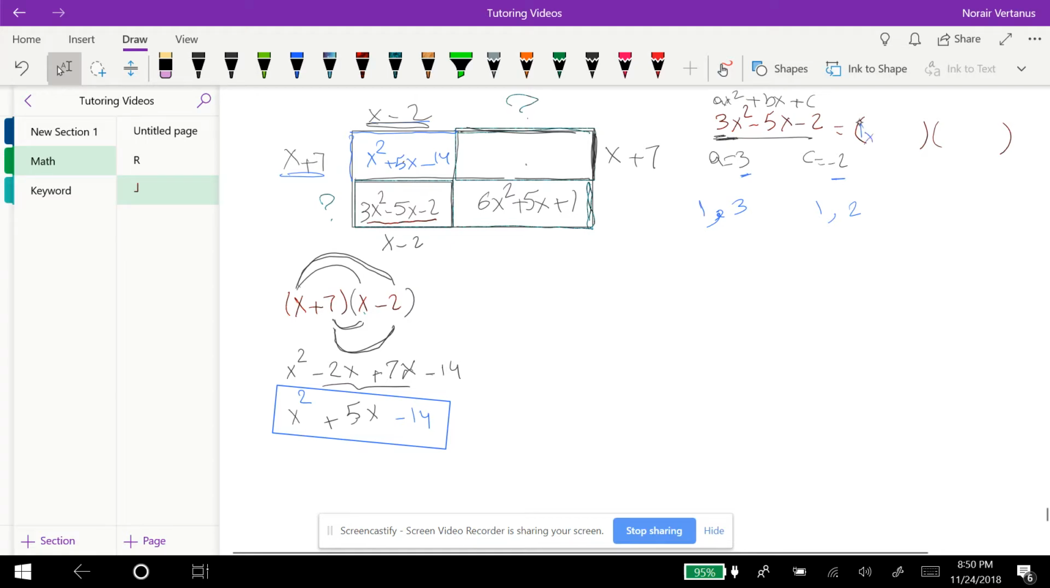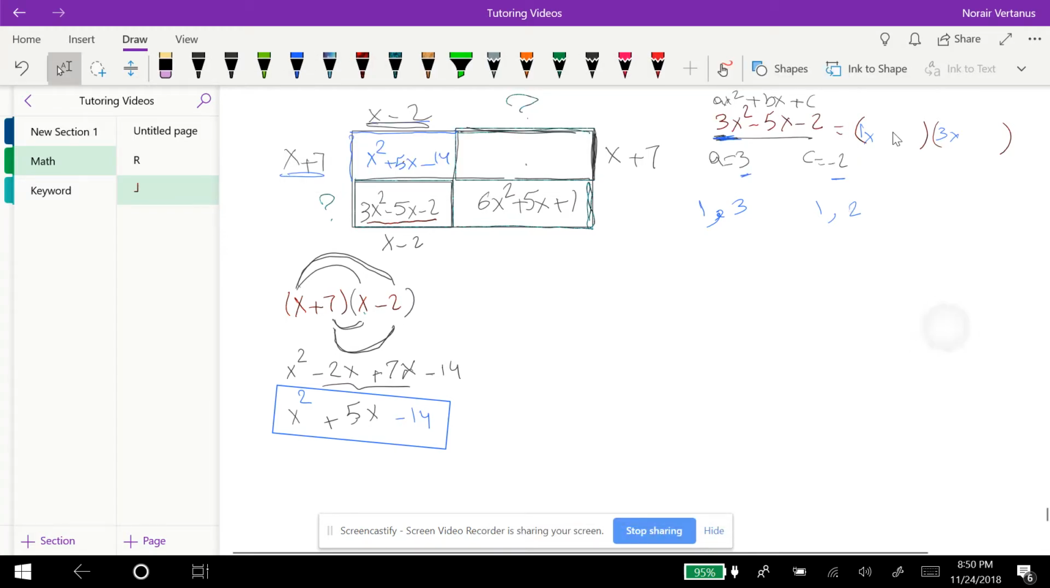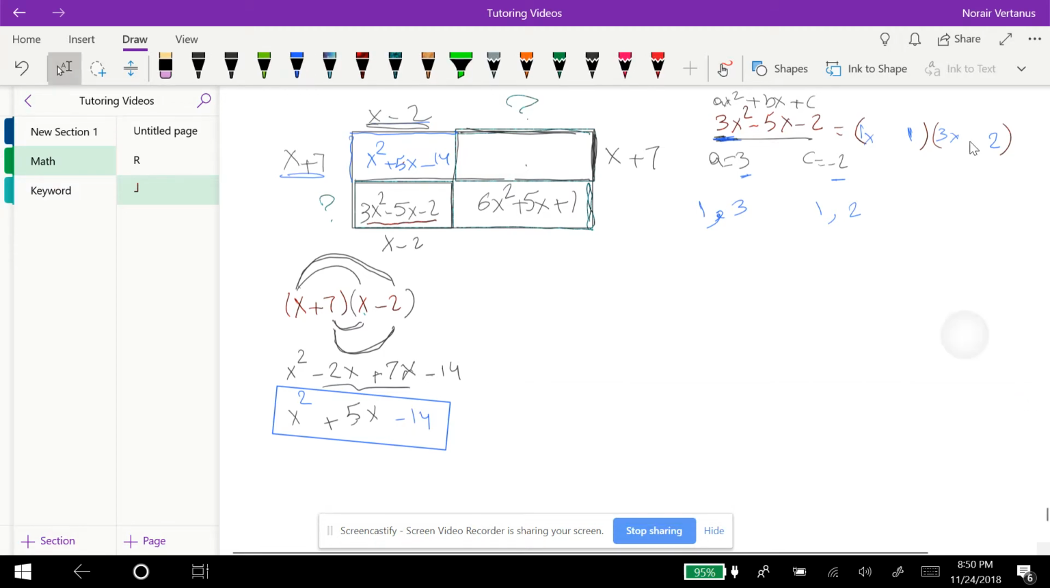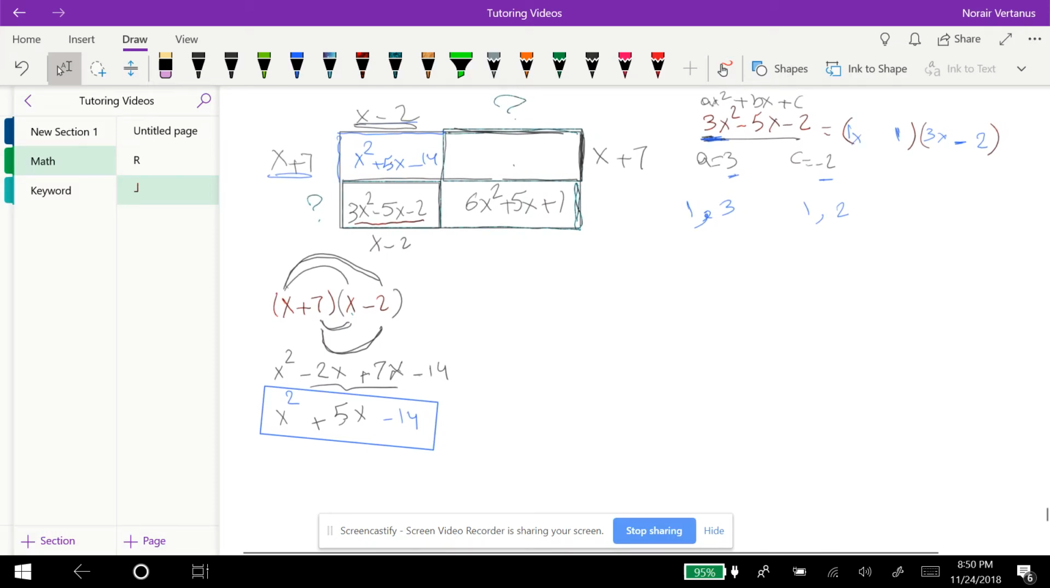So here I'm going to put 1x and 3x, because 1x times 3x gives this expression, which is 3x squared. And then 1 times 2 is going to be 2. 1 and 2, but one of them should be negative. So I'll show you something. I'm going to put the negative here. And then this is not correct. I know it, but I'm doing the harder way so that you see what's going on.